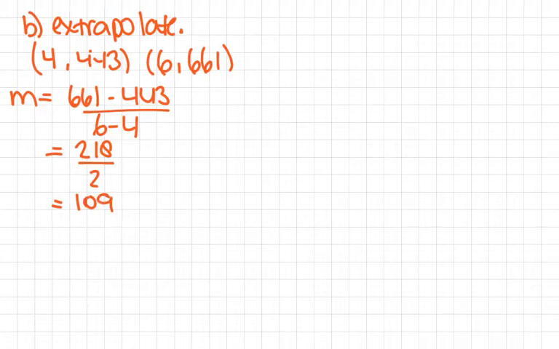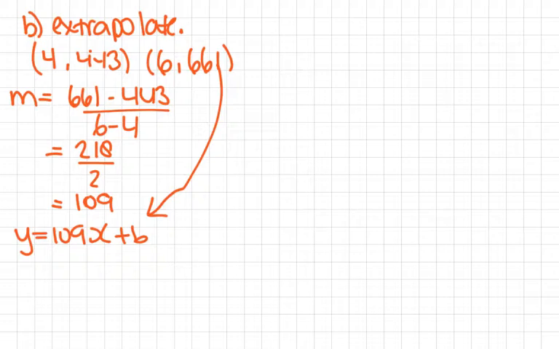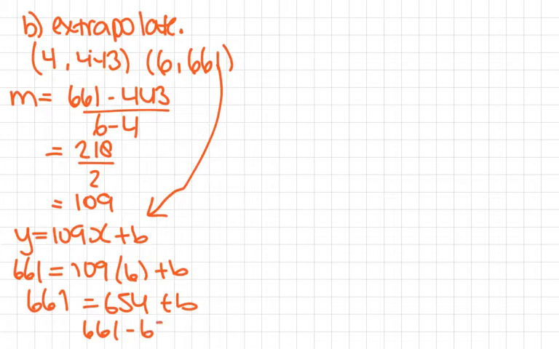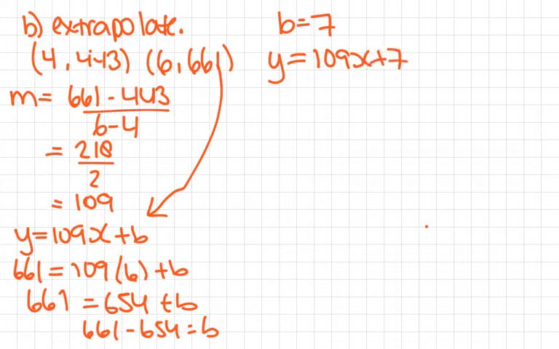All right, so my slope is 109, so y equals 109x plus b. Now I'm going to insert one of these points into this equation to solve for b. So 661 equals 109 times 6 plus b. 661 equals 654 plus b. B equals 661 minus 654. So that makes b 7. So my equation is y equals 109x plus 7.